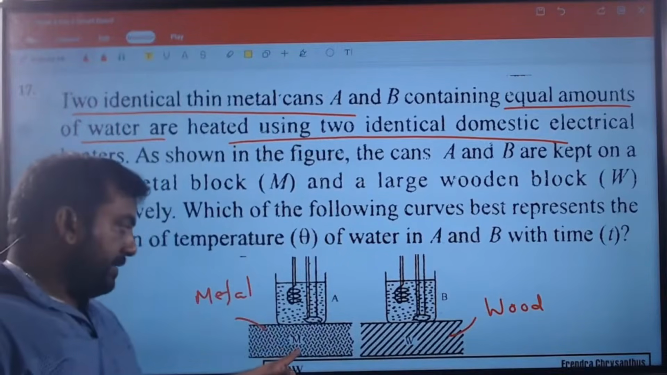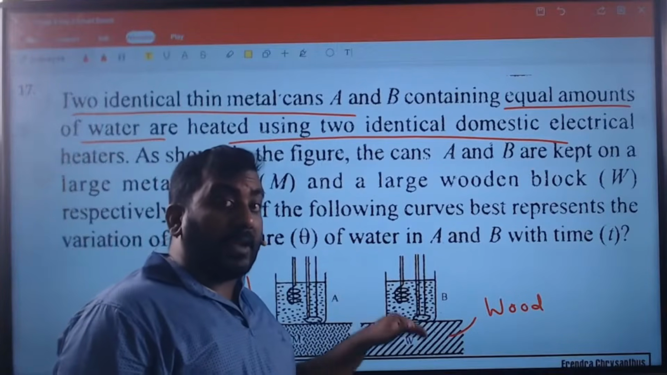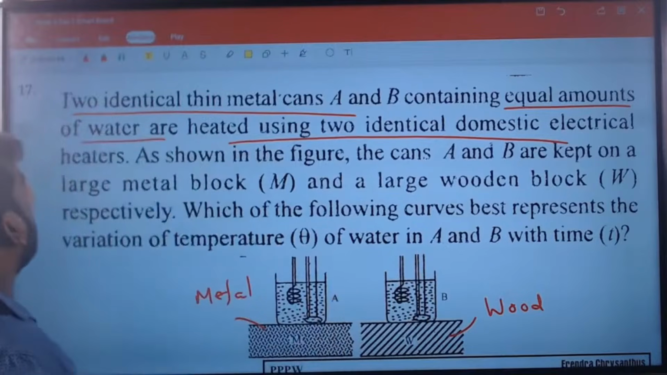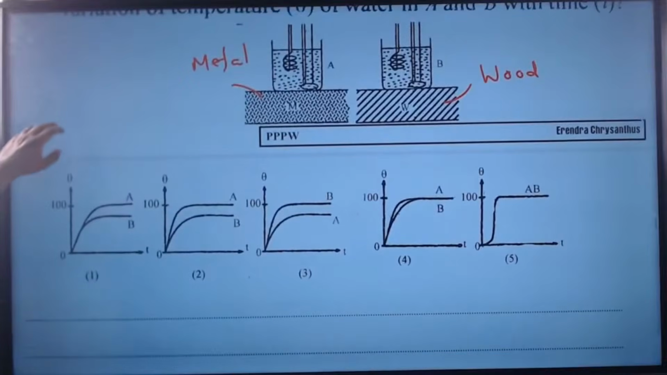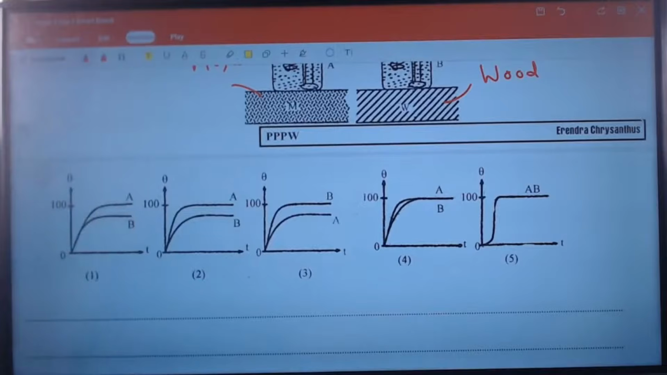Tell me now, if there is metal here, heat will quickly conduct. Here if there is wood, heat will not quickly conduct. So this temperature will be higher than that temperature. Right. Common sense is there. Let's see how it works. Out of this, what can you say?